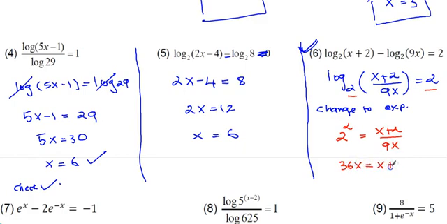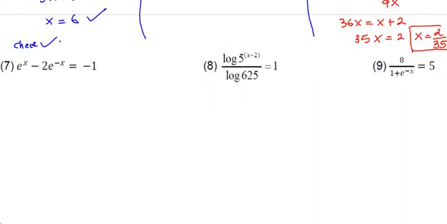36x is equal to x plus 2, subtract x. X is equal to 2 divided by 35. How do I know my answer is a good guy? This is a positive number. Log of a positive number is always defined, so we don't have to worry about a positive answer in this case.